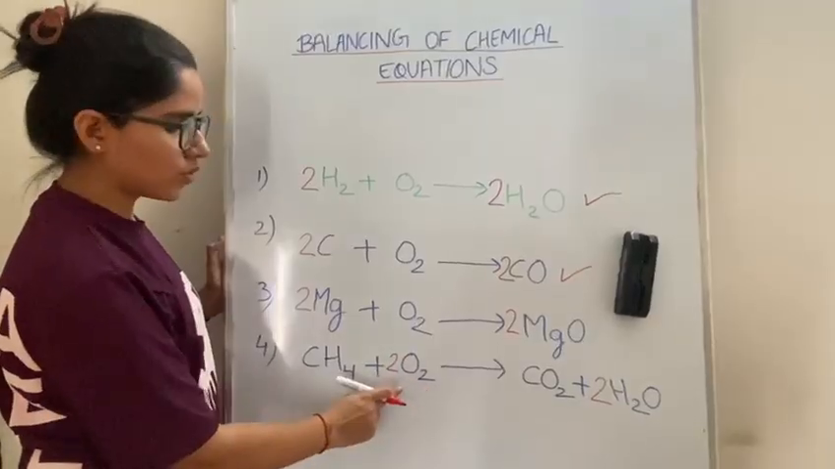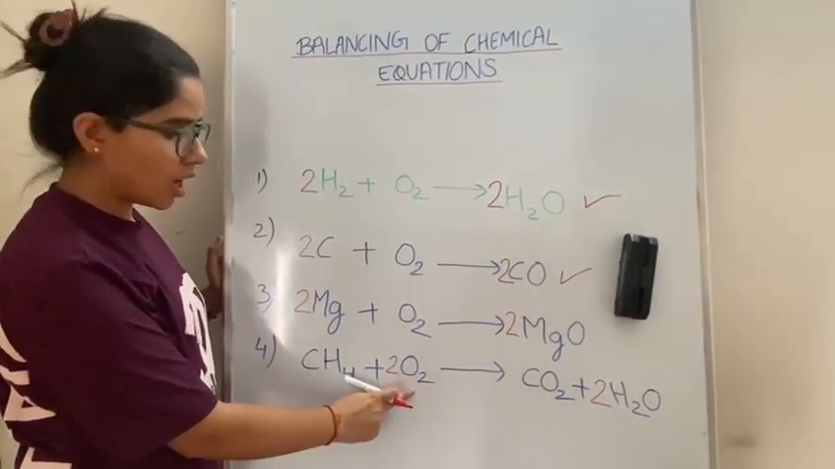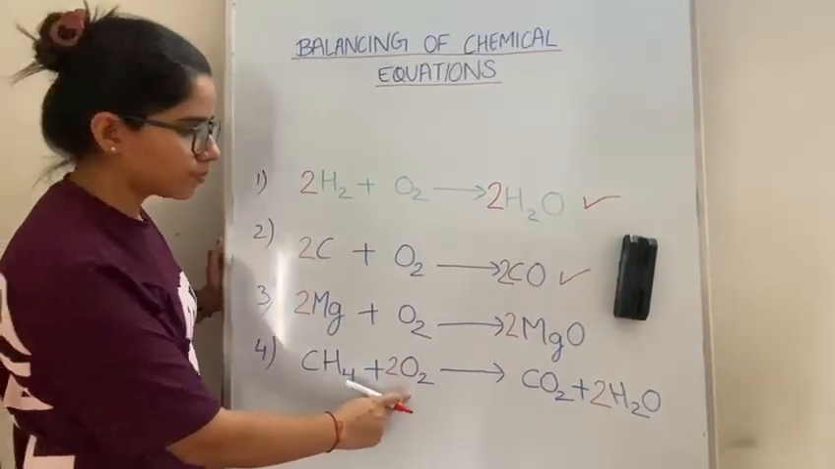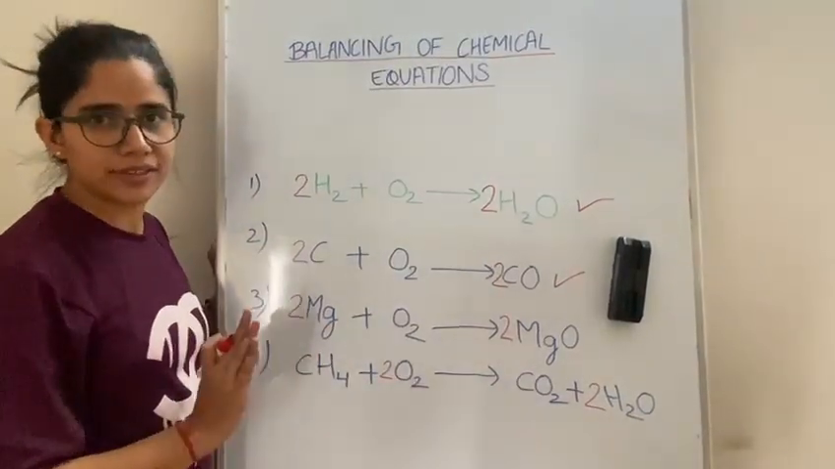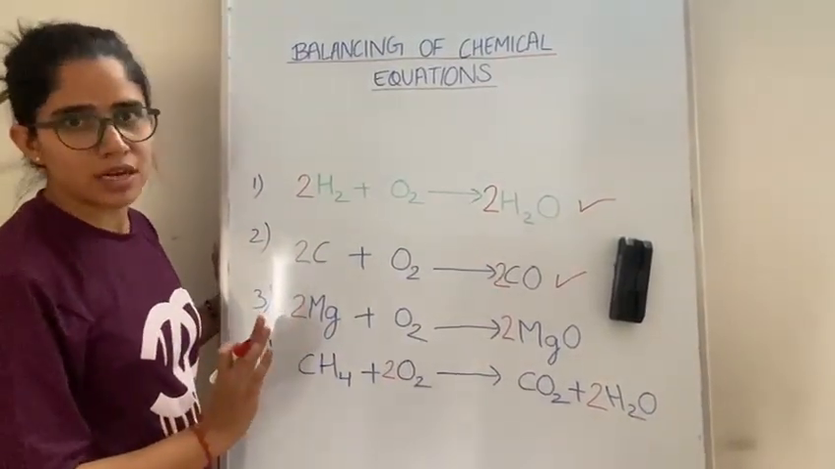2 into 2, it is 4. Here we have 4 atoms of oxygen on the left hand side, and 2 into 2, 4. It is also 4. We have 4 atoms of oxygen on the right hand side. So it is also balanced now.